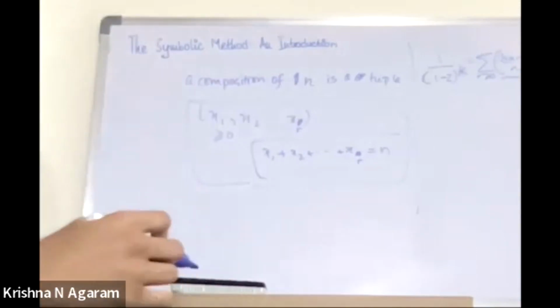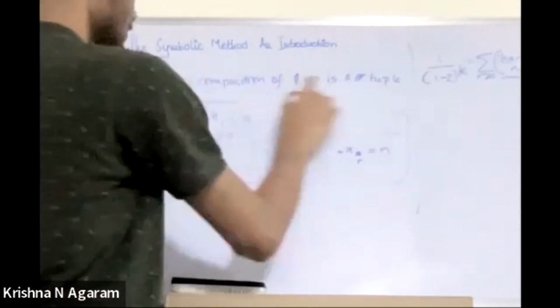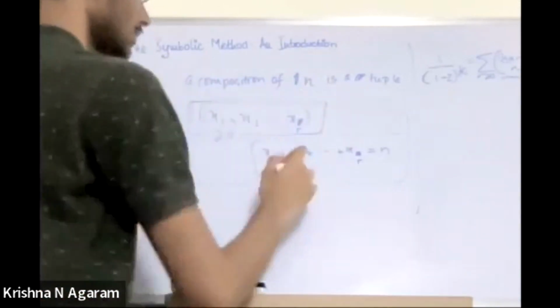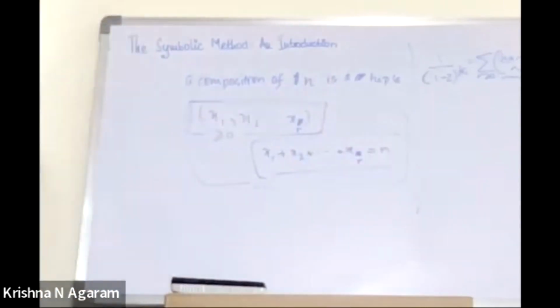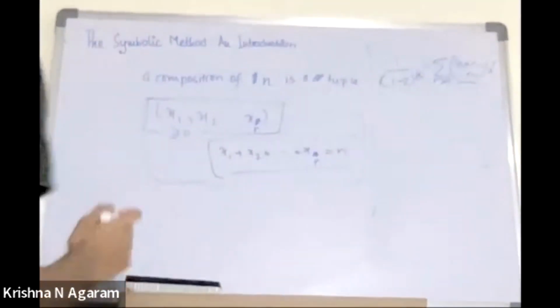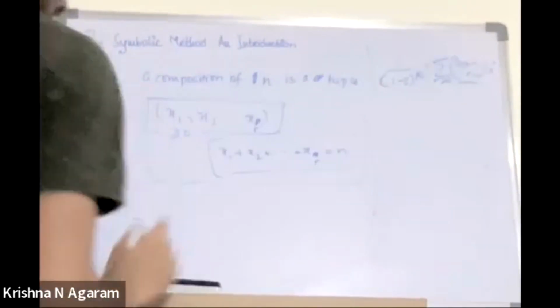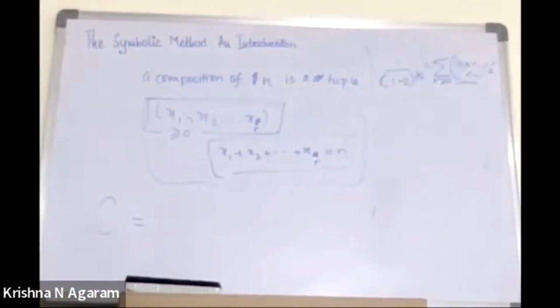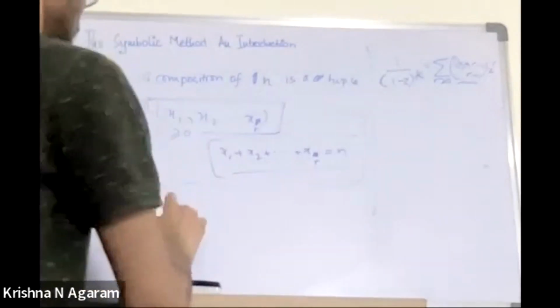Now, you're looking at these tuples. I want to know the number of solutions to this. Consider the class of all compositions. When I say consider the class of all compositions, I'll call that C. What do you think C is, as a definition?